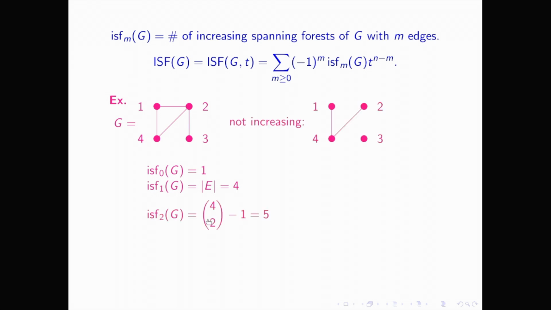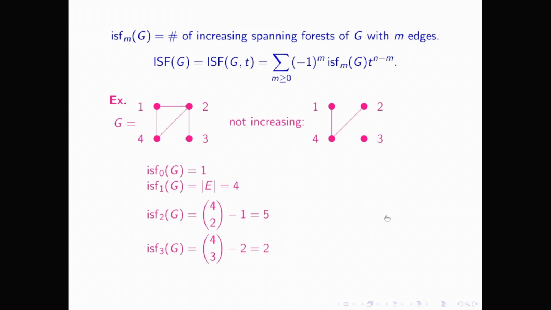Things get more complicated when we get to 2 edges. So right, 4 choose 2 is the number of ways of taking 2 edges of those 4 edges, all possible ways. But some of those are not going to be increasing. We saw one on the last slide. So that's why I have to subtract 1. Because that one that I've shown you there is not increasing. Similarly, for 3 edges, 4 choose 3 is the total number of ways of picking 3 of the edges, and 2 of them turn out not to be increasing spanning forests, so subtracting, I get 2.